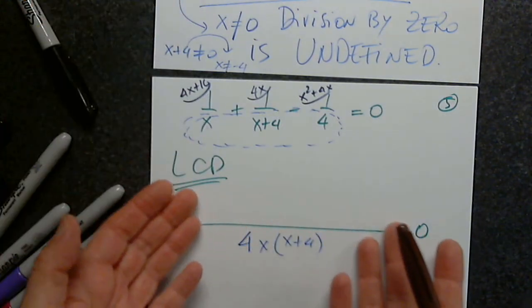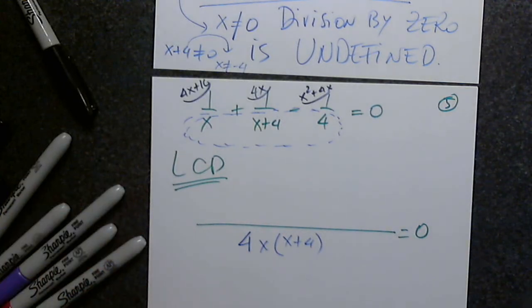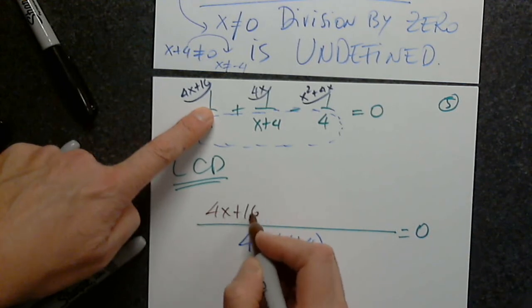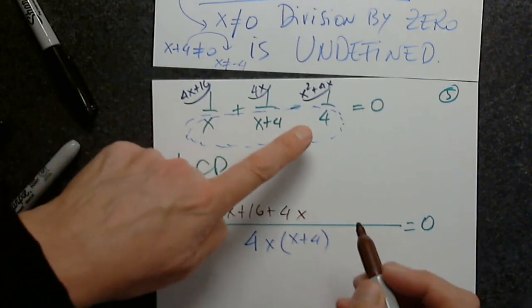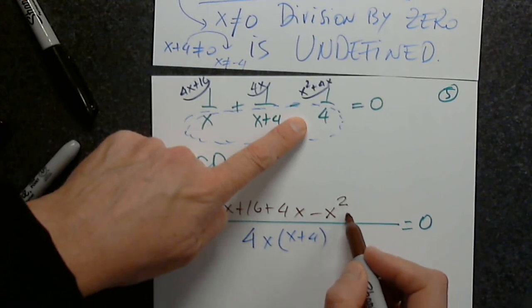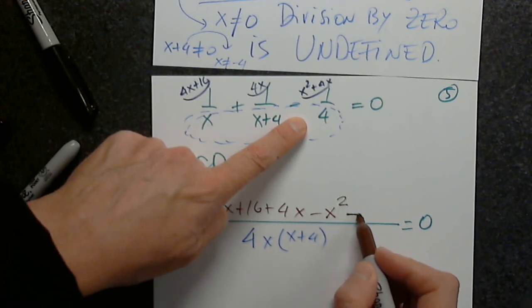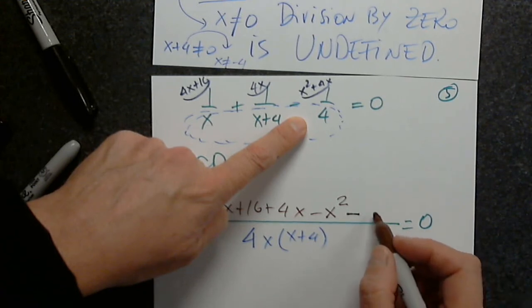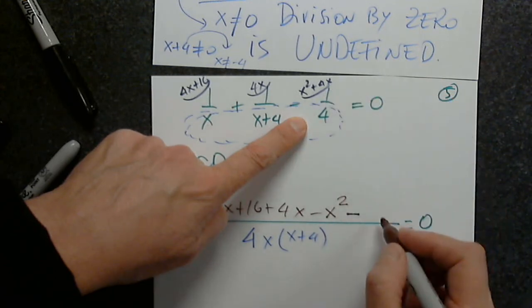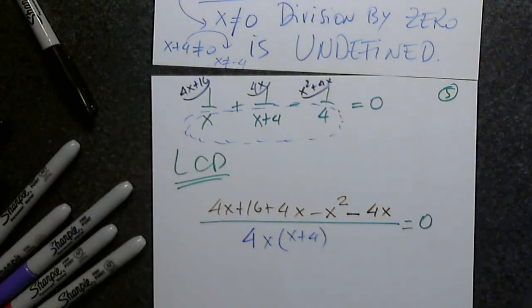Now, can anyone give us the numerator? 4x plus 16, excellent, plus 4x, excellent, minus 2x, x squared plus 4x. I cannot just distribute to the first term without distributing to the second term. Is that clear? So we are distributing -1 to x squared and also -1 to 4x.